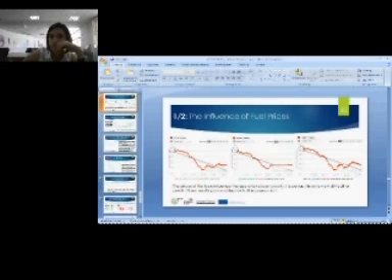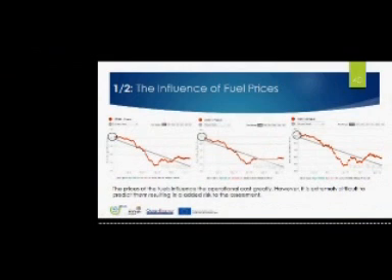Fuel prices are extremely difficult to predict. You can see the fluctuations here. This graph is for the port of Piraeus. We can see that in July the price of HFO was around 110, the price of LS80 was around 700, and the price of MGO was around $950.